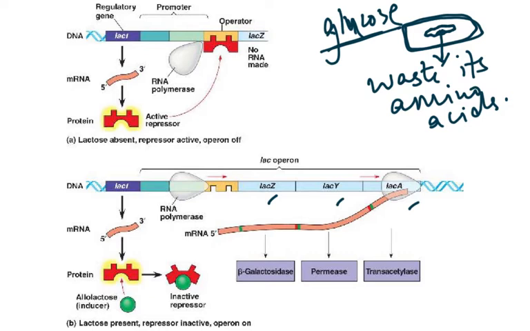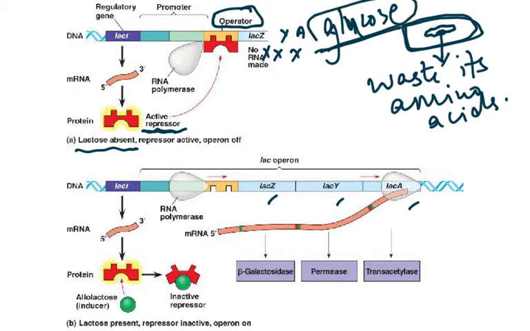Now this is what is happening. Now we've got to understand this. There's an active repressor protein, and this repressor protein binds to the operator. So LAC-Z, LAC-Y and LAC-A are not going to be made. This is the situation when lactose is absent and the bacteria is in a solution of glucose.